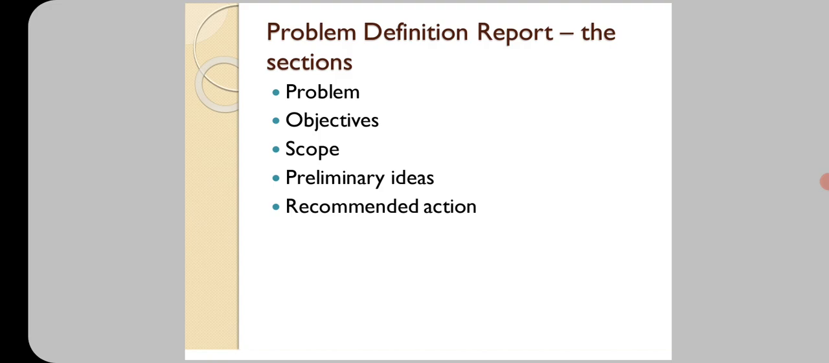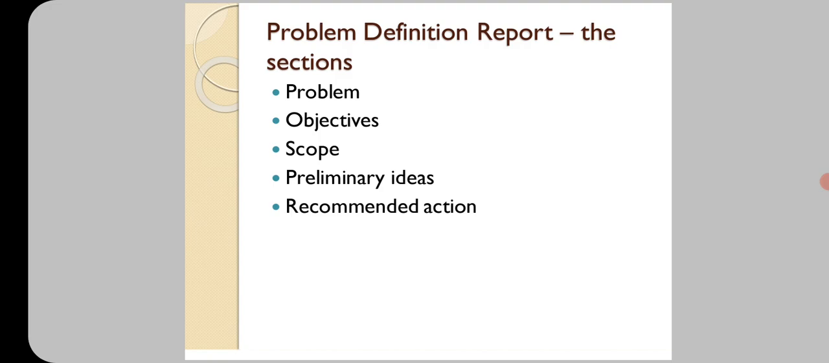So generally the problem definition report has different sections. It describes various sections about the definition of the problem. First one is problem, the exact problem. What is the exact problem? Identification of the problem statement. Second one is objectives, third one is scope, fourth one is preliminary ideas, and fifth one is recommended actions.